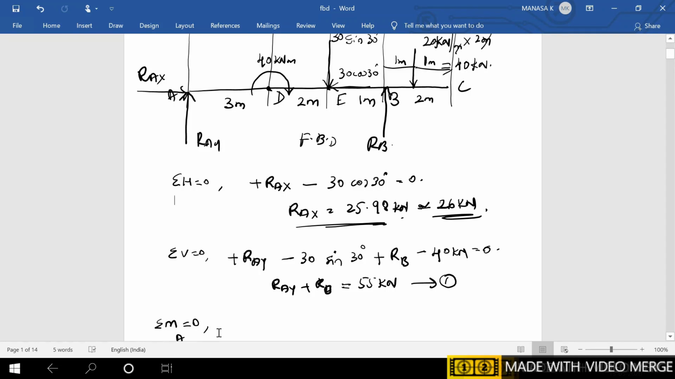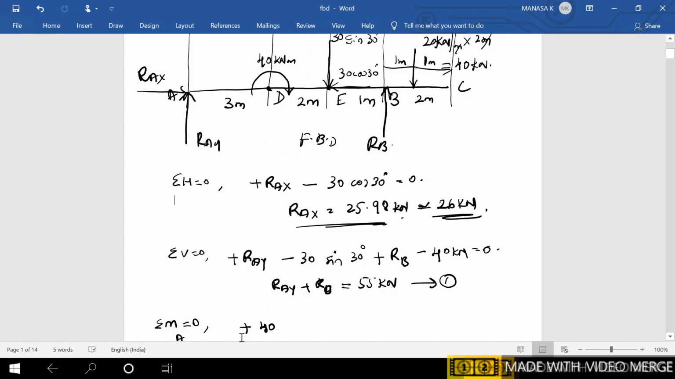So whenever I am taking a moment equal to 0, I have to take this moment which is given in the figure as it is. So it is a clockwise moment plus 40. So it is better to take first all the moments that are present in the beam. Here there is only one moment which is given directly, but there will be chances that you might leave this moment in a hurry to write the equation.